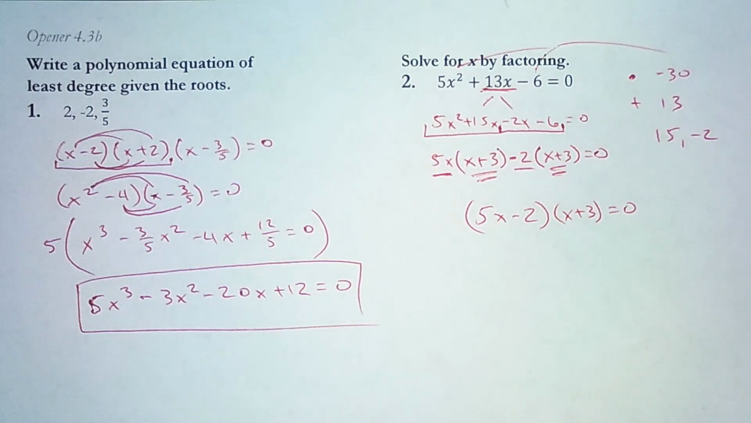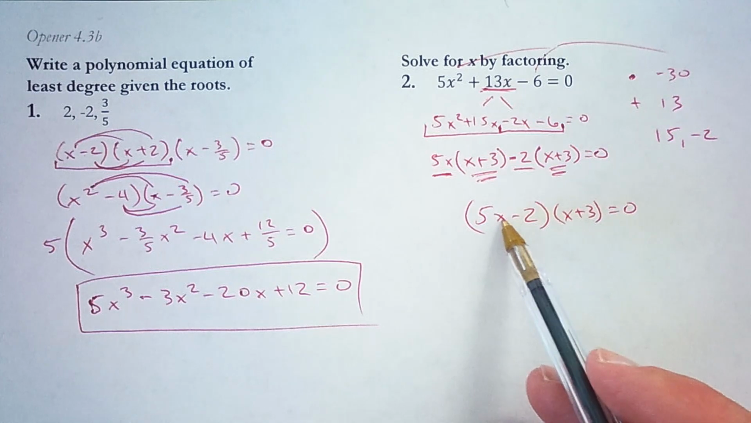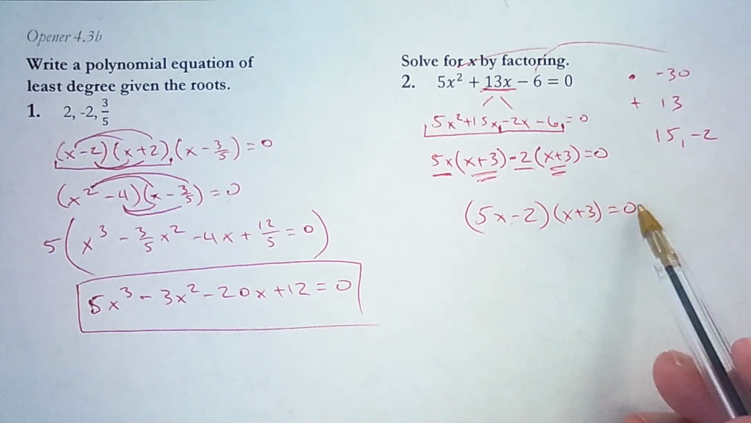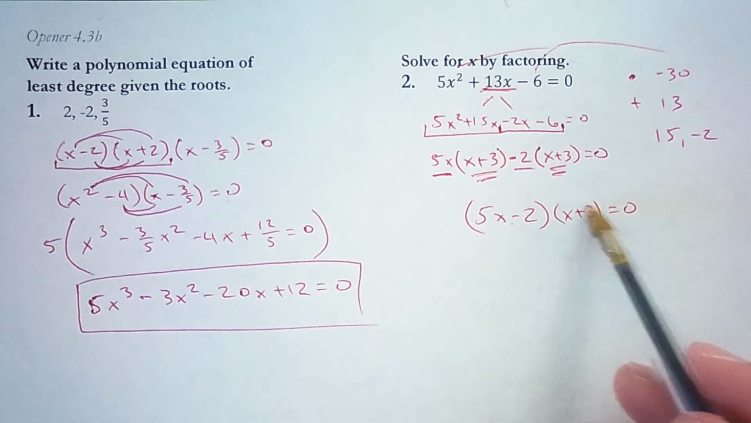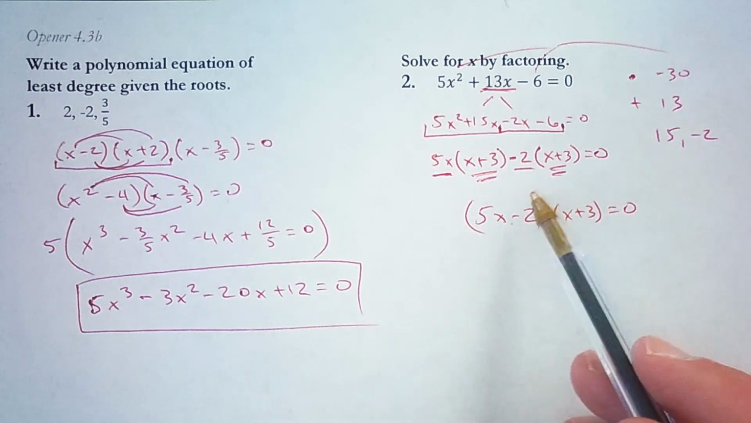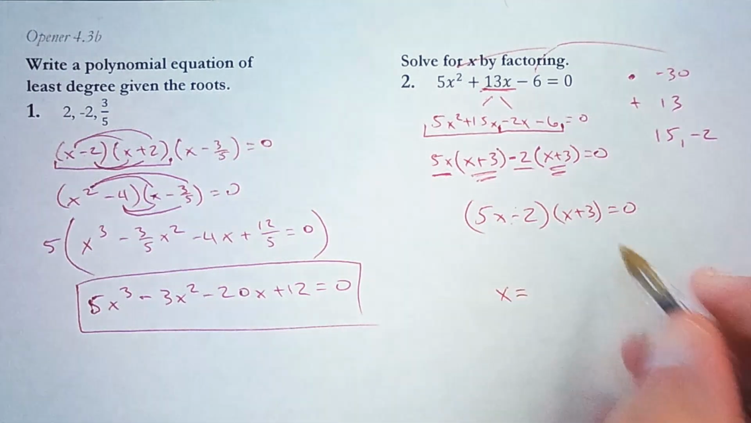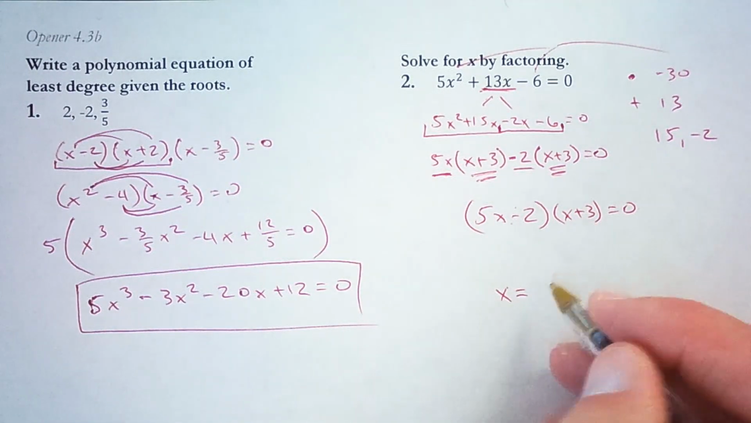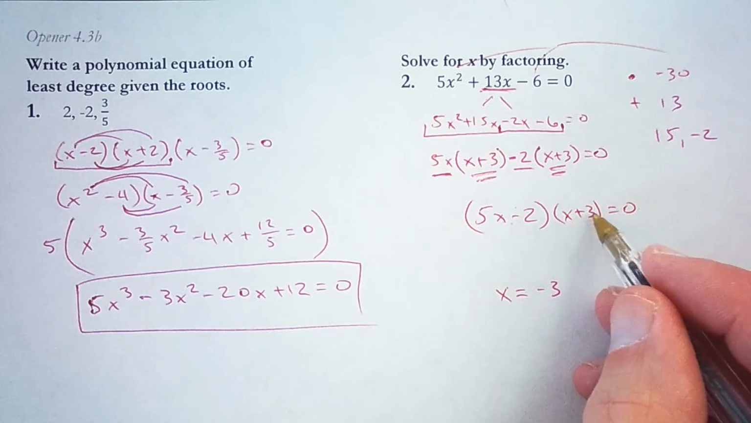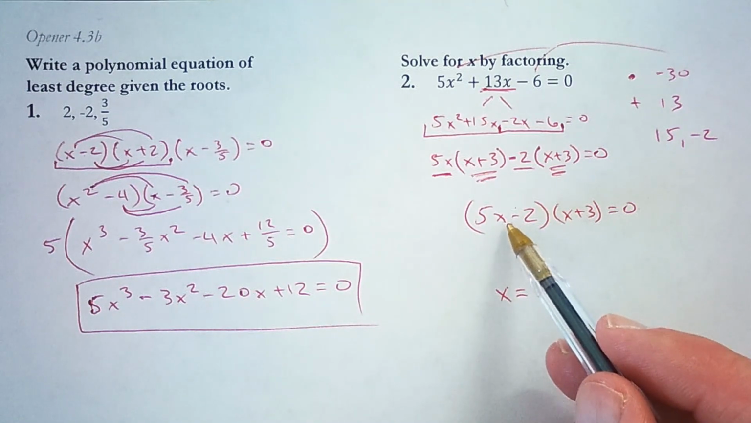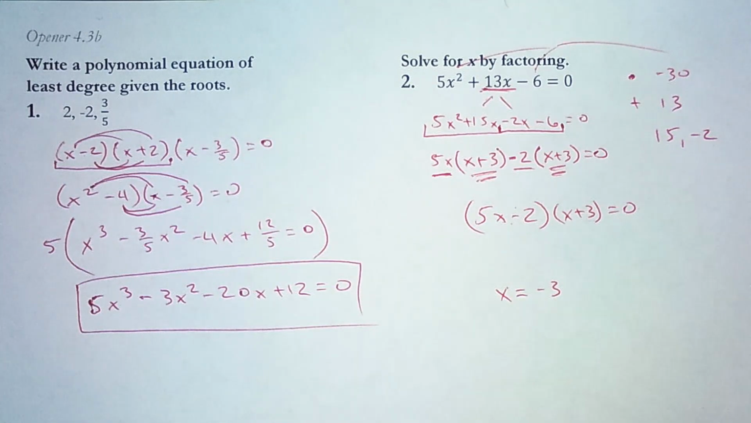Equals 0. So now to solve it, I need to know what value of x turns this factor into a 0, so when I multiply it by this, I get 0. And what value of x makes this factor a 0. The easy one is negative 3. If I put a negative 3 here, I get 0 times whatever this turns out to be when I put in a negative 3, and that equals 0.